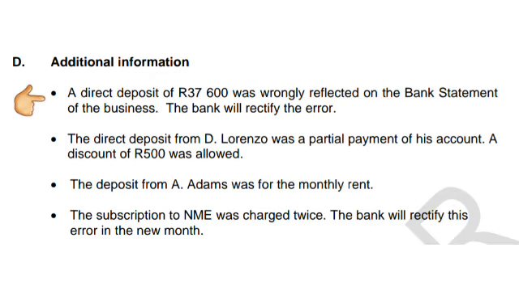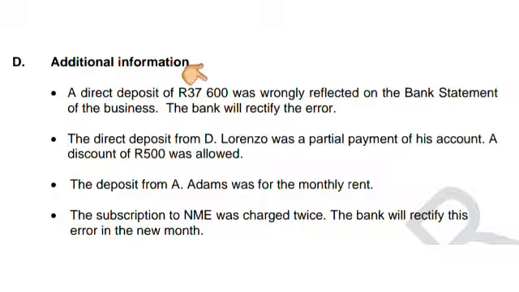It says a direct deposit of 37,600 was wrongly reflected on the bank statement of the business. The bank will rectify this error. So basically what that means is this amount is not our amount. It's not our deposit. It's not supposed to be in our books, and we didn't put it in our books. This is an error that the bank made on its own in its own books. So this is an error that's in the bank statement. It's not on our side.